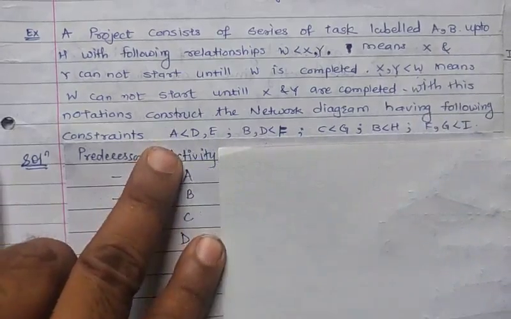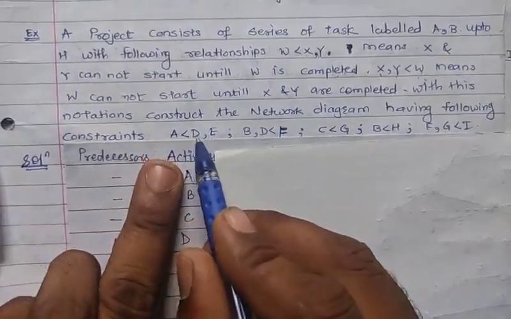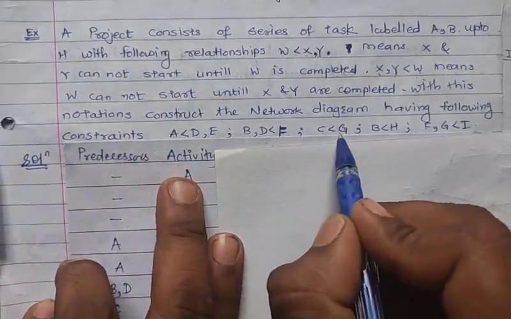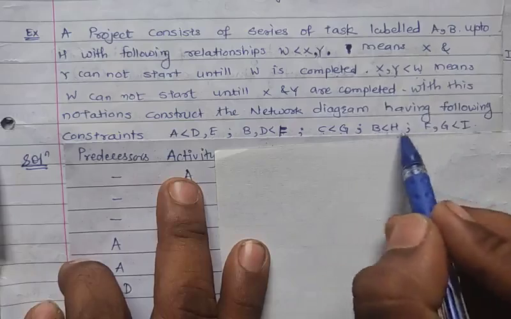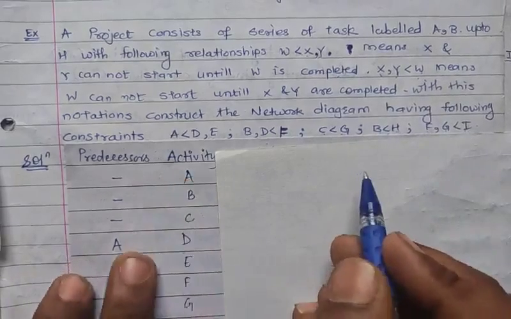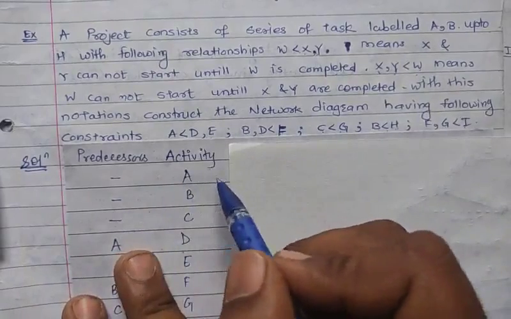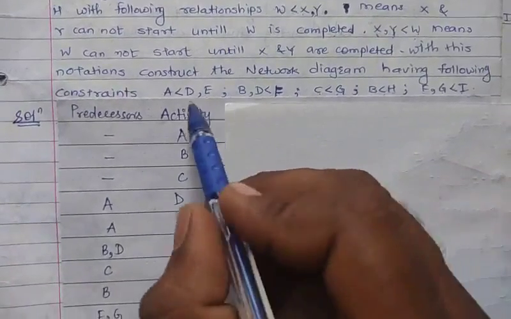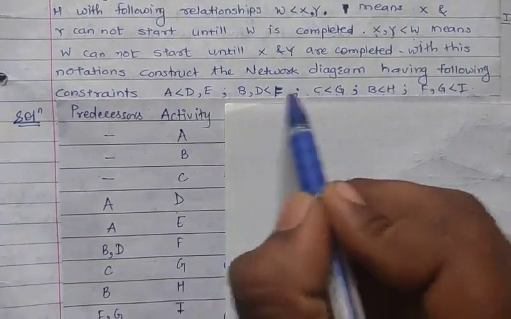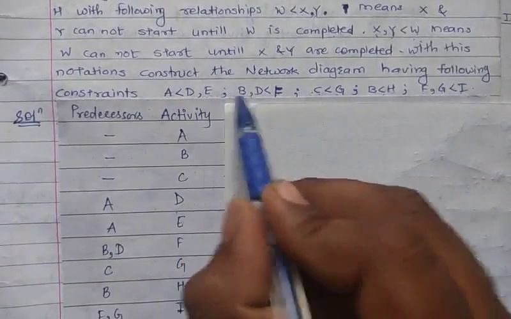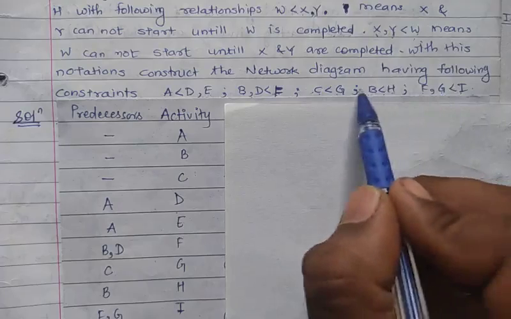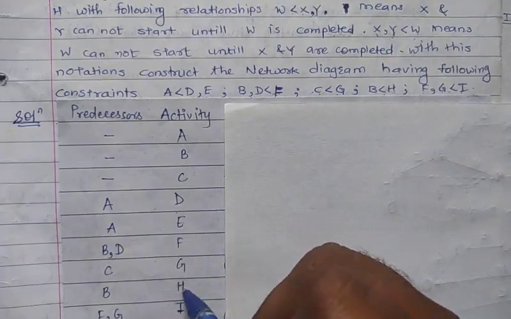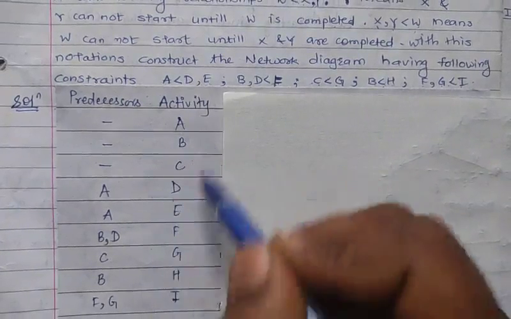So here we have given A is a predecessor of D, that is A precedes D, B and D precede F, C precedes G, B precedes H, and F and G precede I. Now first write down its predecessors and activities. We write down its activities as letters: A, B, C, D, E, F, G, H and I. So we have given this as the activities.